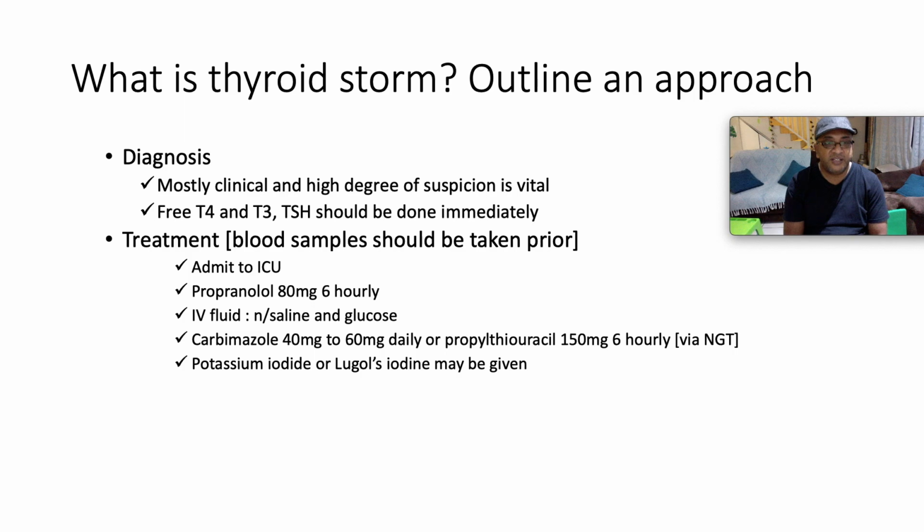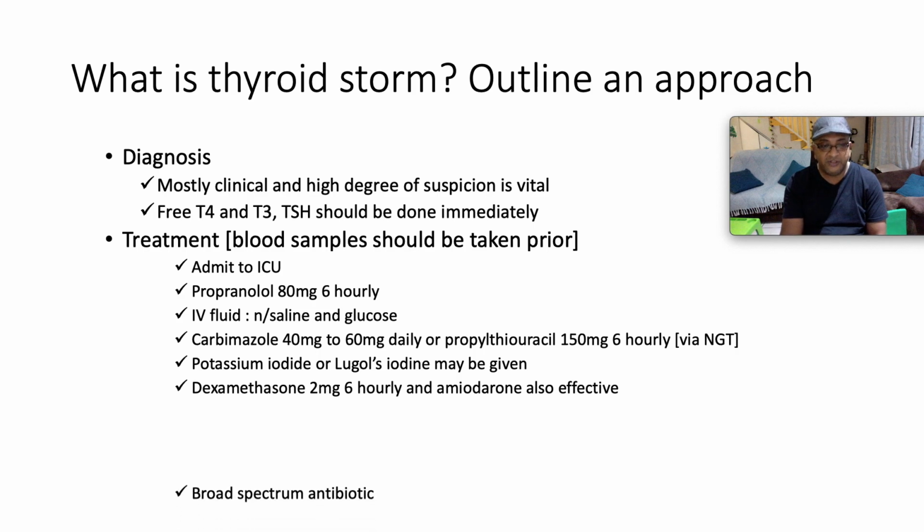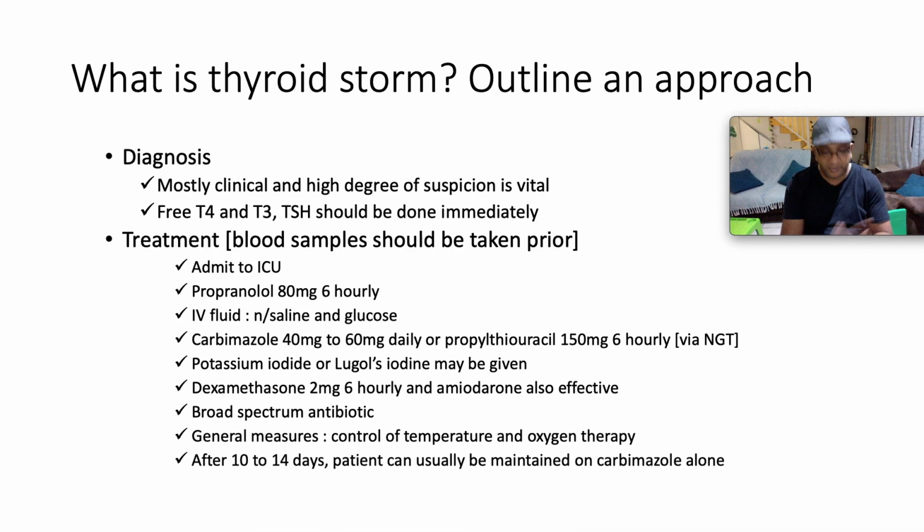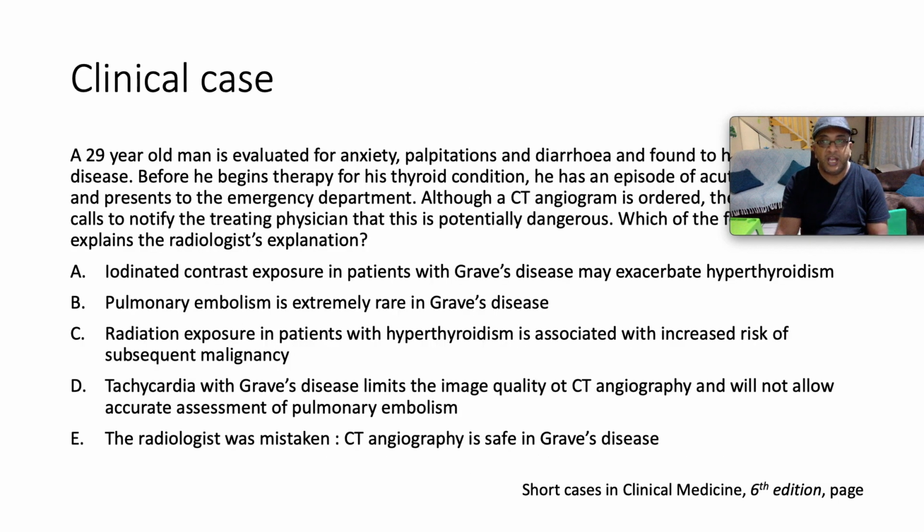You can give potassium iodide or Lugol's iodine. Dexamethasone 2 milligrams 6 hourly IV and amiodarone are also effective. You can give a broad spectrum antibiotic. General measures to control temperature and oxygen therapy may be administered. After 10 to 14 days, once the patient is stable, you can maintain that patient on carbimazole alone.